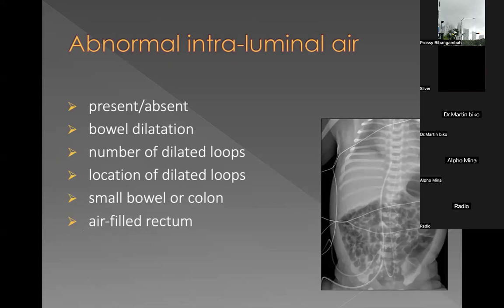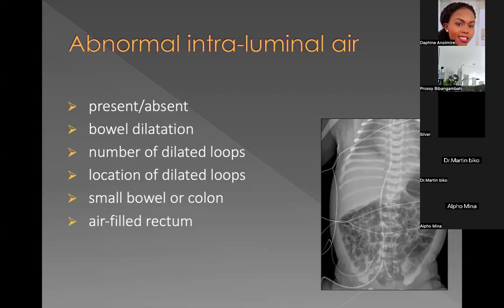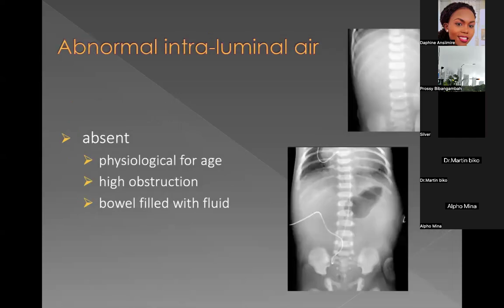So when we talk about the abnormal intraluminal air, we need to think if the air is present or is absent. Do we have a dilatation of the bowel, the number of dilated loops, the location of the dilated loops? Is the abnormality located in the small bowel or in the colon? And do we have the air within the rectum? Because then we will be talking about the different atresias and different congenital abnormalities.